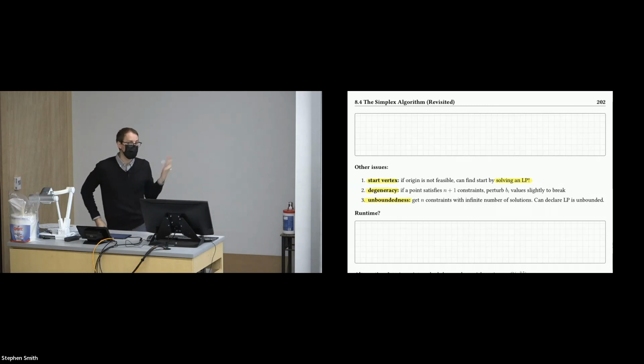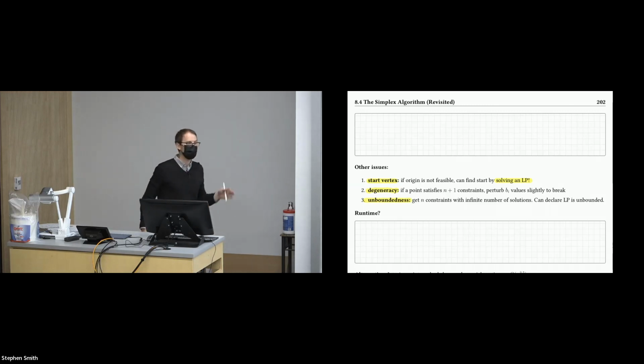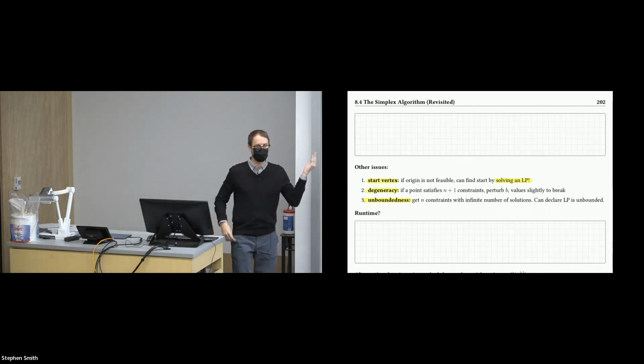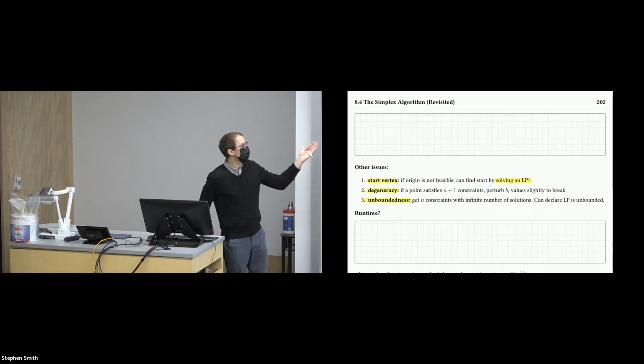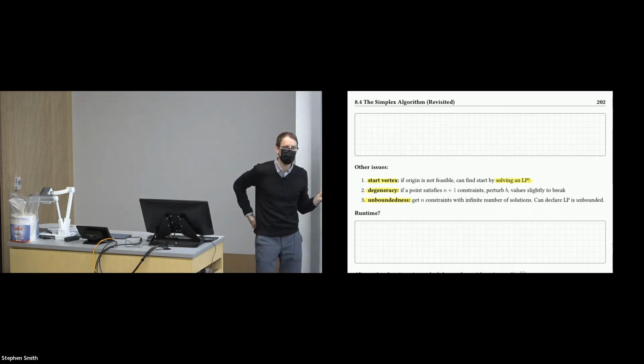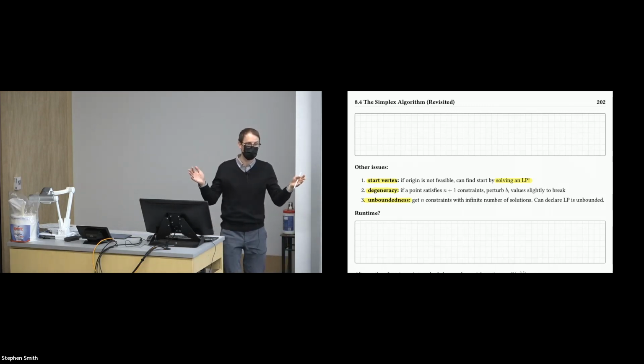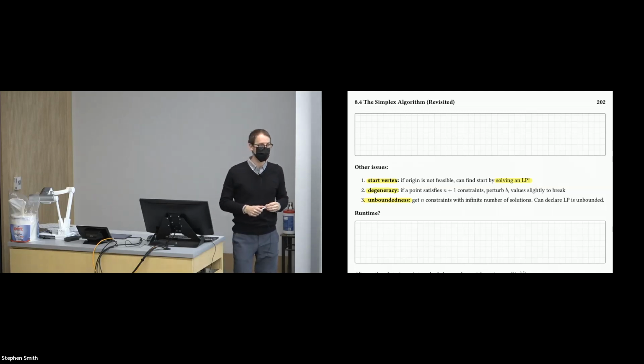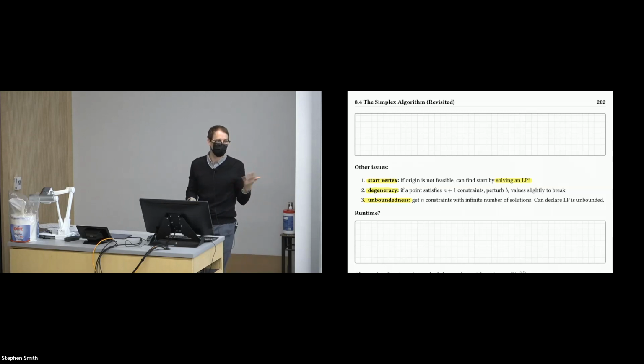One other thing is that if the LP is unbounded, there's a way to detect it. I won't go into the details, but you get n constraints with an infinite number of solutions. Like you get down to a linear set of equations with an infinite number of solutions. And at that point, you can declare that your LP is unbounded. But this is an additional check that has to be done.